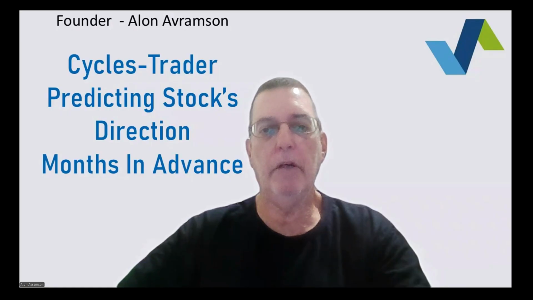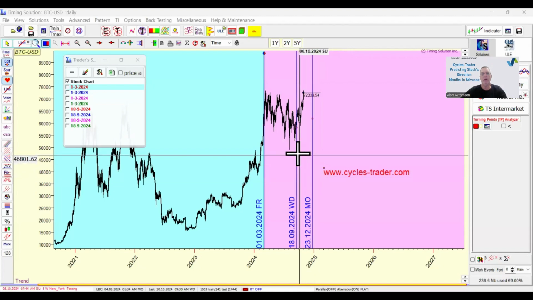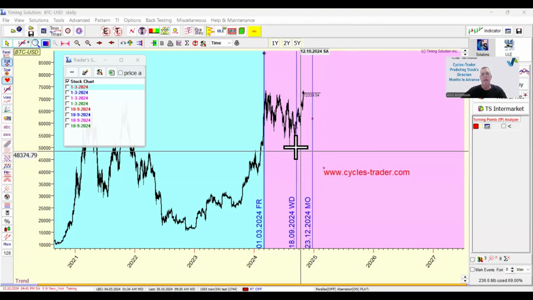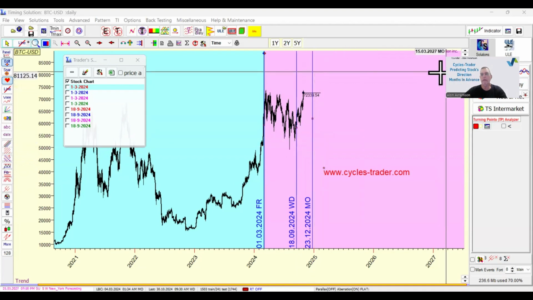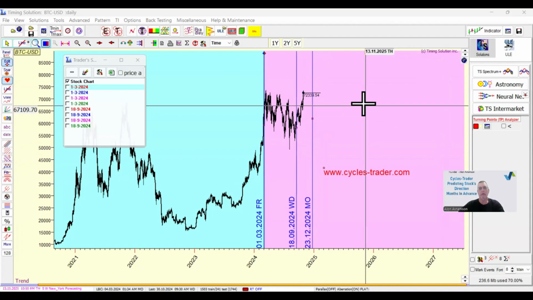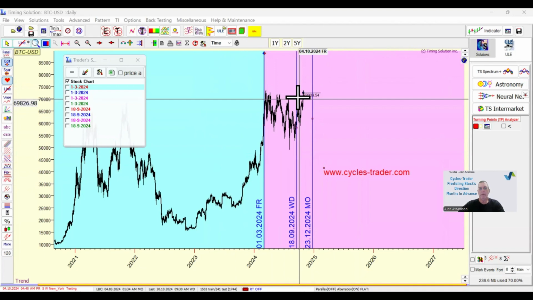Now, let me share my tool. It's called Timing Solution. It's a platform to develop your own models. The models that you are going to see here are not out of the box, but you can develop your own models. So in order to see if Cycles Trader models really work with Bitcoin, I've loaded Bitcoin in Timing Solution here.